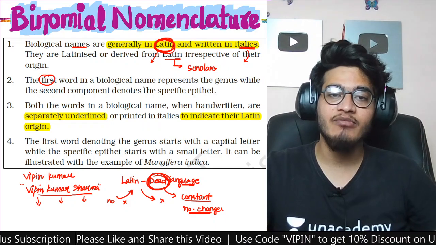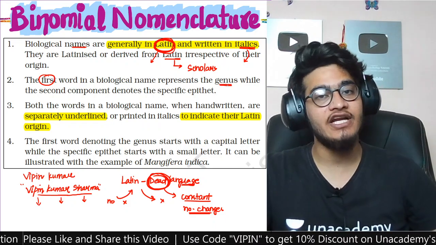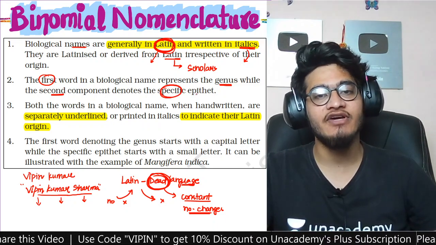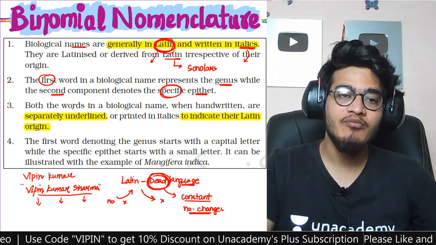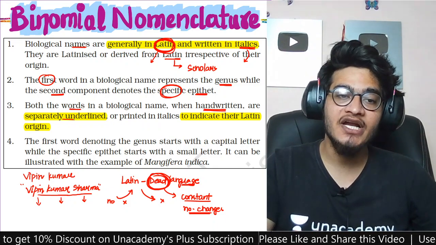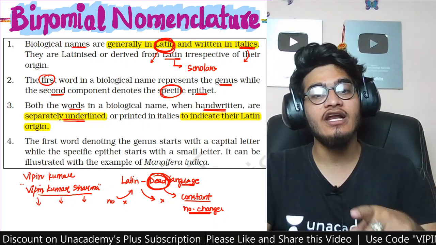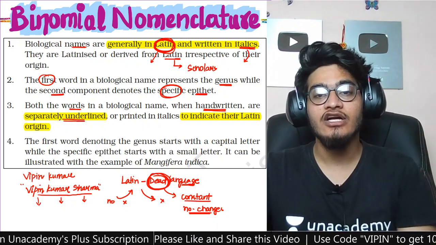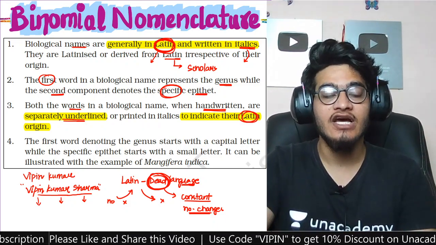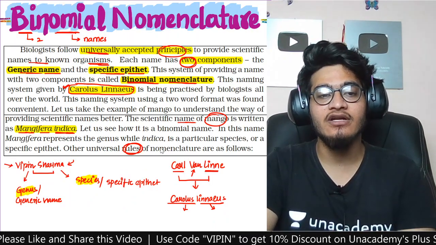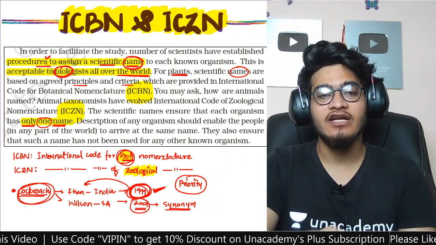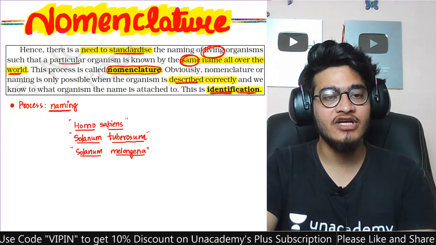The first word of the biological name is the genus or the generic name, and the second word is the species or the specific epithet. We know that very well. Both the words in a biological name, when handwritten, are separately underlined. They are underlined, and that too separately, to indicate their Latin origin so that we can understand that they are Latinized. If you see all the names that I have written, they are separately underlined.